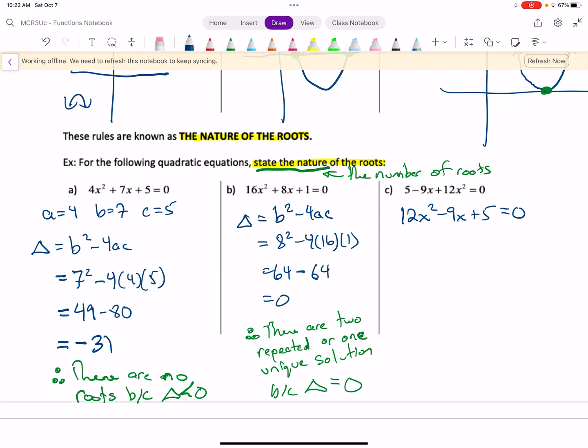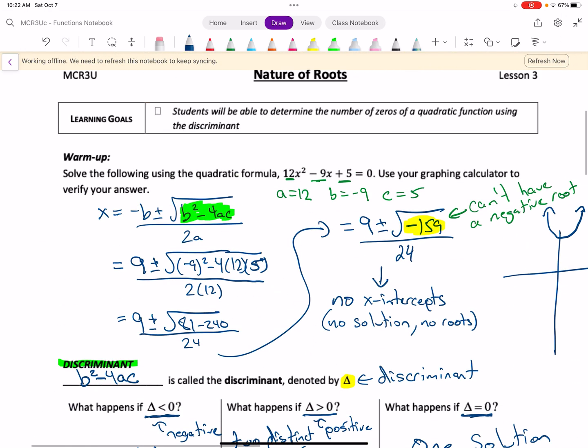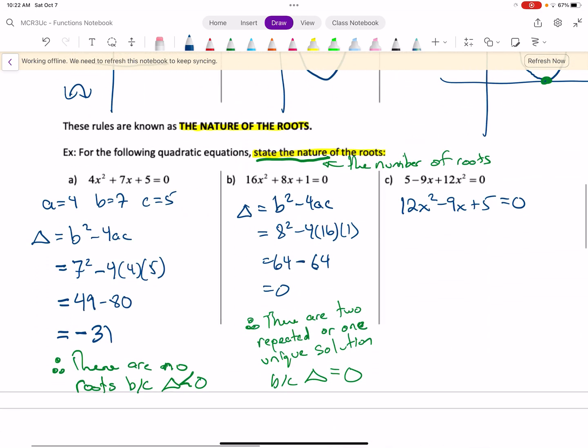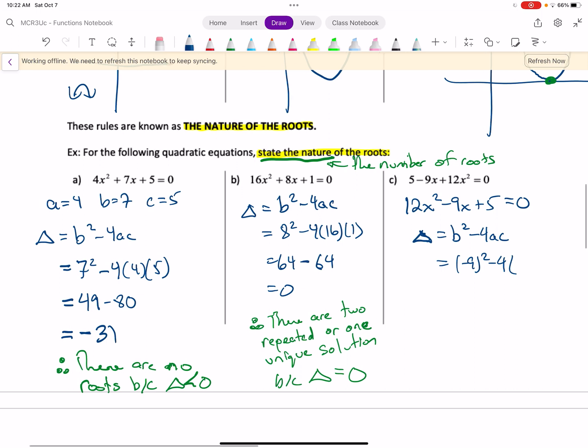And so are these the same numbers as above? I believe they are. And so we already kind of know what's going to happen here, but let's just go through the process again. So I just really want the b squared minus 4ac. So I get negative 9 squared. Make sure you put the negative in brackets. Otherwise you'll get a negative answer. And then 4 times a times c. And I plug it in, I get 81 minus 240, which gives me a negative 159. So again, therefore, this one, there are no solutions.